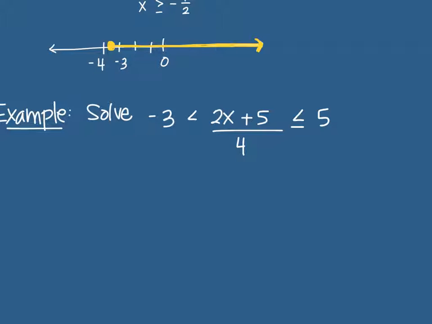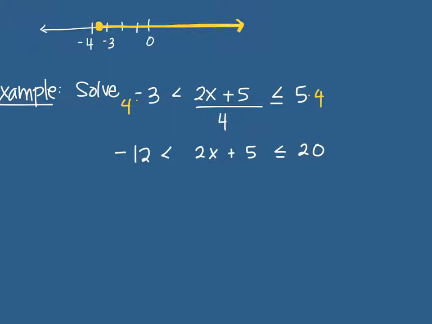Okay, multiply by 4. Do I have to flip any signs? I'm multiplying, so why don't I flip the sign? Not a negative number. All right, so I'm going to multiply everything by 4. So times 4, times 4. That's going to give me -12 less than 2x plus 5 less than or equal to 20. Okay, now what?